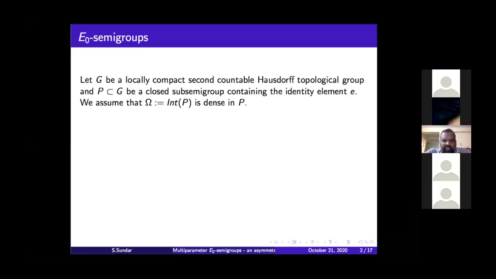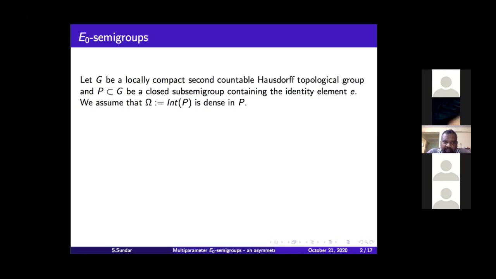G is a locally compact second countable Hausdorff topological group, and P is a sub-semigroup, which I assume is closed and contains the identity element. A good example to keep in mind is G is R^d and P is a closed convex cone in R^d. So take for example G equals R^2 and P equals the closed first quadrant. For technical reasons, we assume that the interior is dense in P.